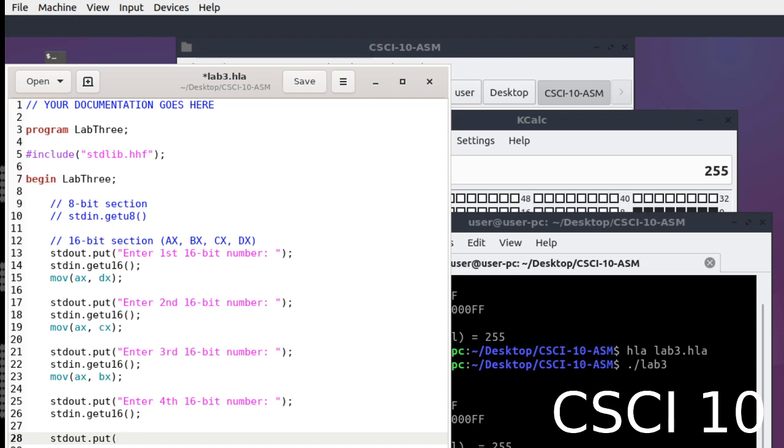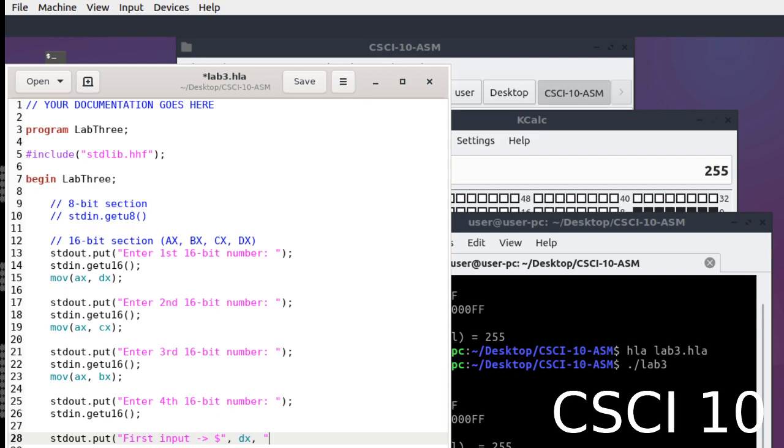For the first input, I have to remember that the first thing they input in the sequence, I copied over to D. I know I'm going to output it in hex first. It lives in DX, comma DX. So that's going to come out as hex by default, and that's one of the requirements, that I show it in hex and in decimal.